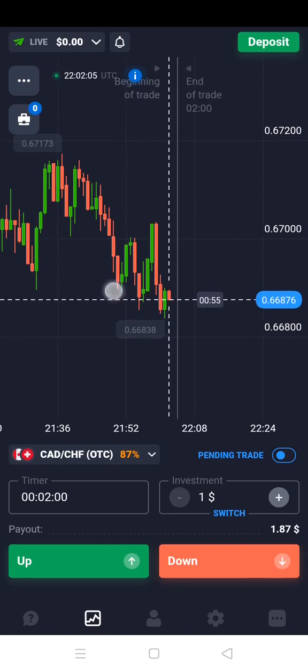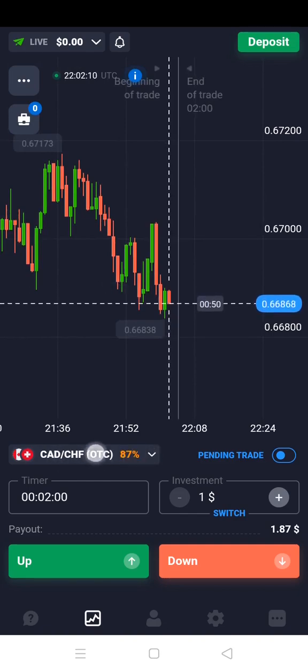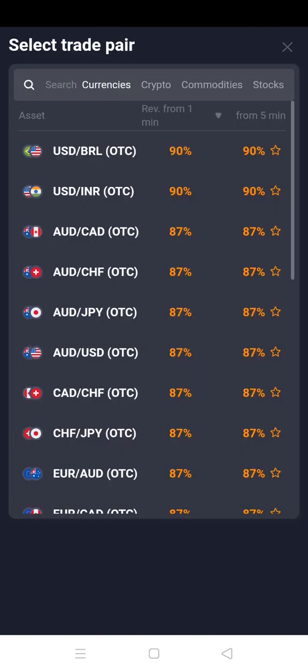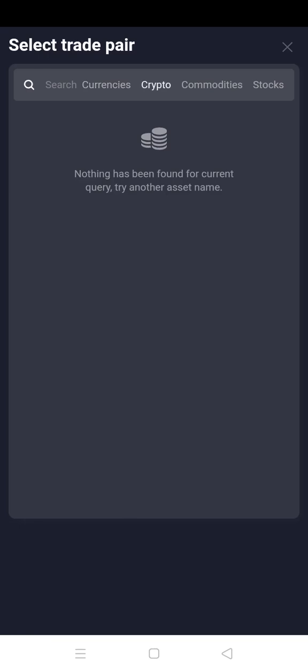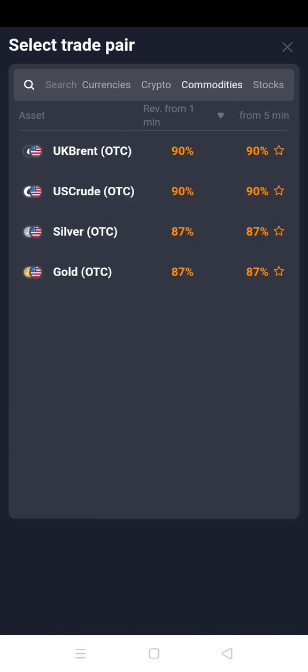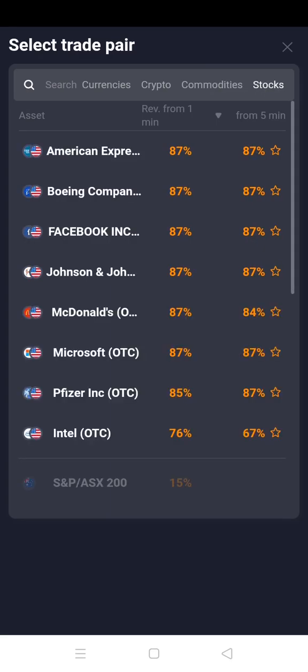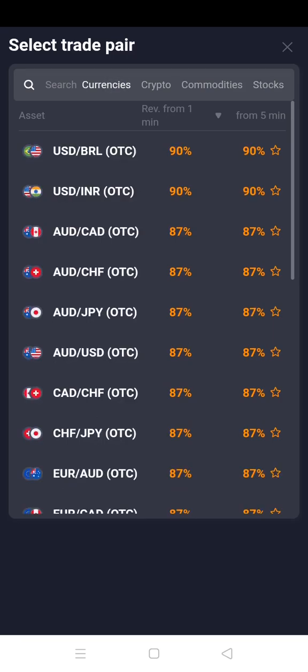So now we need to come down here. Can you see this place? This is where you find your trading assets. You find all the currency pairs, you find the crypto. Yeah, we don't have crypto commodities. You can see UK Brent, USD crude, silver, gold, stocks. So we can trade stocks here and currencies. And on weekends we trade what we call OTC market.